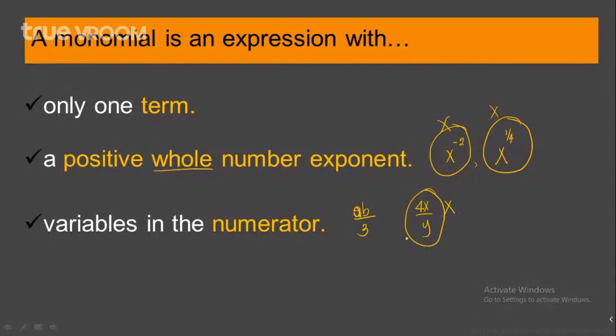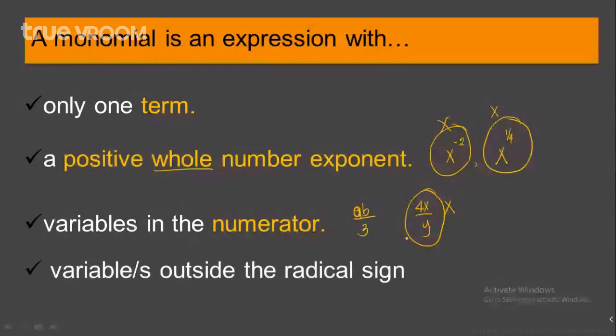And I am going to add one more rule. The variable or variables should be outside the radical sign. What is a radical sign? For example, square root of 5. This is the radical sign, students. If the variable is inside the radical sign, this is not a monomial. But if this is square root of 5 and your x is outside, this is a monomial. I added the radical sign. This is just a review. Understood? Okay.